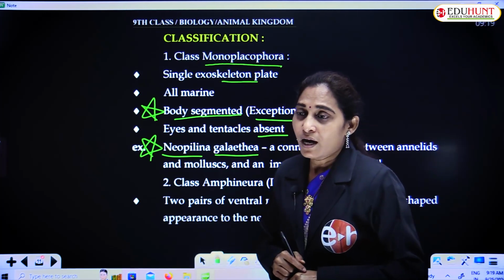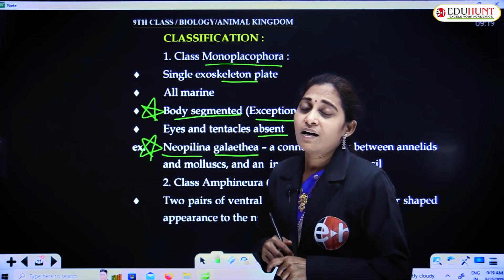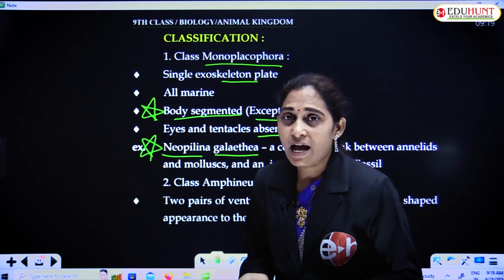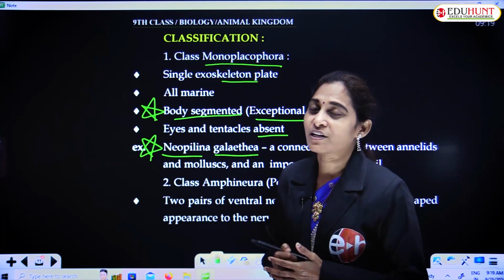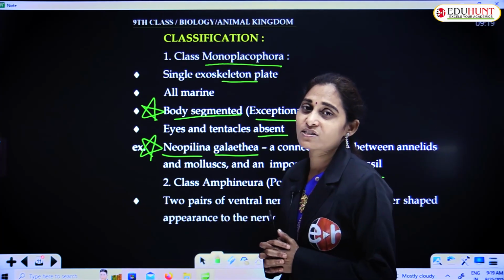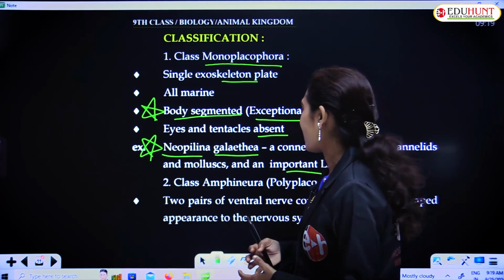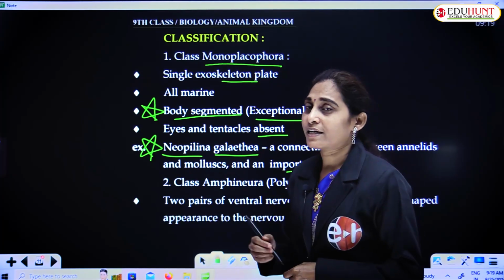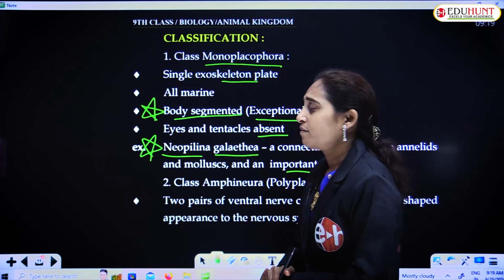Similarly, when we discussed Arthropoda, we saw Peripatus. Peripatus is considered as a living fossil and it is the connecting link between Annelida and Arthropoda. Here, Neopilina galathea is a connecting link between the phylum Annelida and Mollusca, and it is an important connecting link and important living fossil.